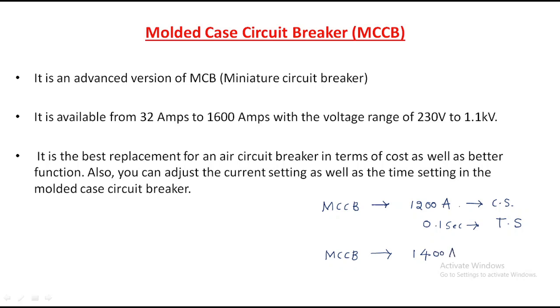If you are using the same MCCB with different magnitudes for a different area, for example we can increase to 1400 amperes as the current setting, and we can decrease the time setting to 0.05 second. This current setting as well as time setting option doesn't exist in any other protecting device. This is the advantage of the molded case circuit breaker. That's why it is very useful for high-rating industrial as well as domestic protecting areas.